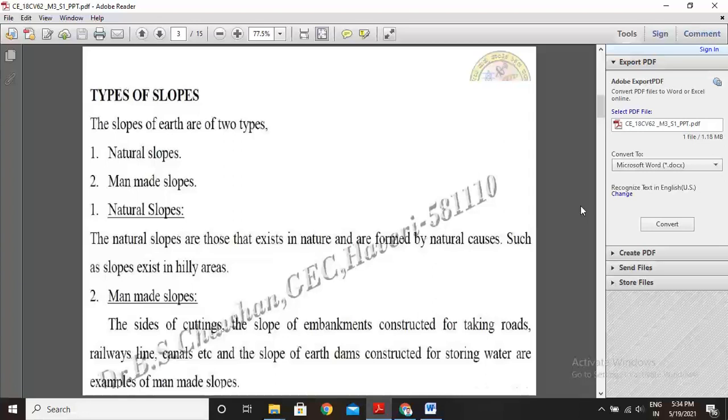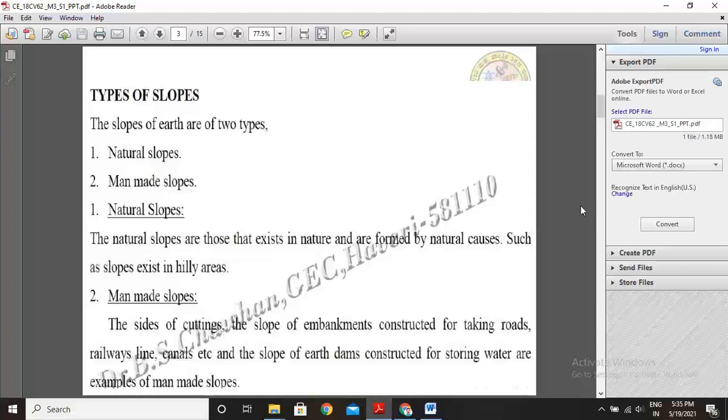Let us see natural slopes. The natural slopes are those that exist in nature and are formed by natural causes, such as slopes existing in hilly areas. Natural slopes exist in hilly areas. These are examples of natural slopes.